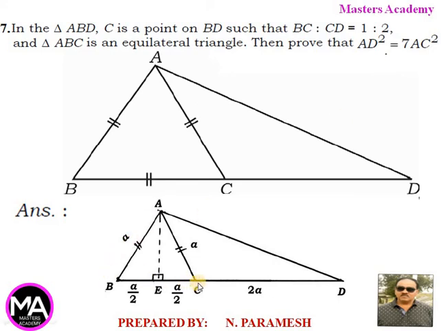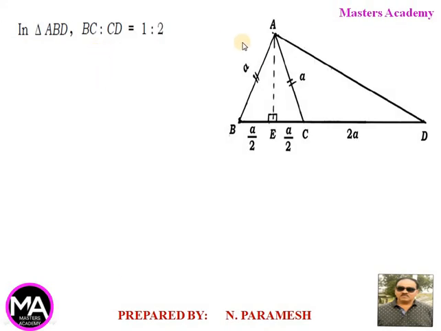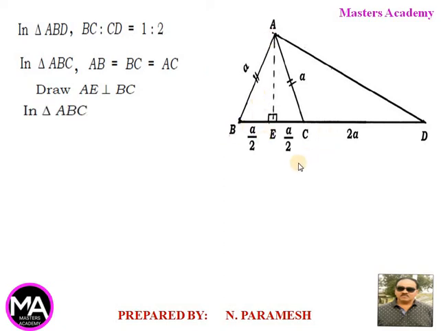AB is equal to BC is equal to CA, that is equal to A. In a triangle ABD, BC is to CD is equal to 1:2. In triangle ABC, AB is equal to BC is equal to CA is equal to small letter A. AE is perpendicular to BC. In triangle ABC, BE is equal to EC is equal to A by 2 and altitude AE is equal to A root 3 by 2.